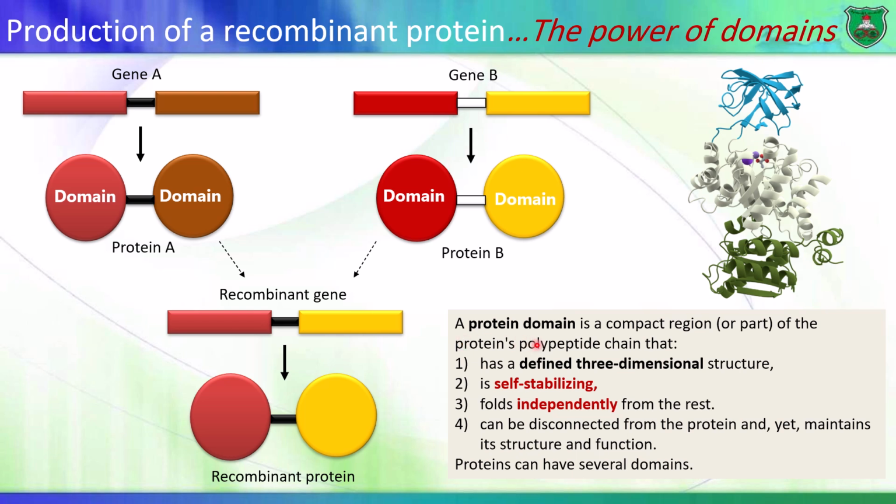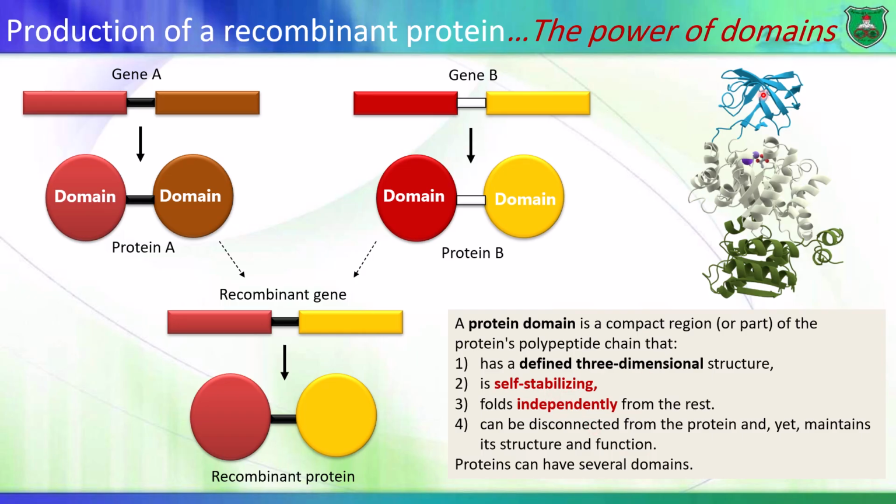So a domain is basically part of a protein. And this part, this region, folds by itself. It has its own three-dimensional structure. It is self-stabilizing. It doesn't need the rest of the protein to be stable, and it folds independently.